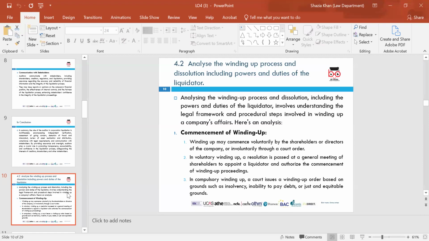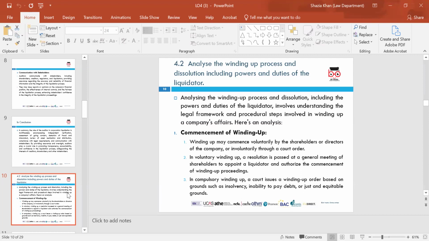Even if the company is solvent, the shareholders may feel their objectives have been met and it's time to cease operations and distribute the company assets. In other cases, bad market situations may paint a bleak outlook for the business. So if the stakeholders in a voluntary winding up decide the company may face insurmountable challenges, they may call for a resolution to wind up the business. Then we've got compulsory winding up.